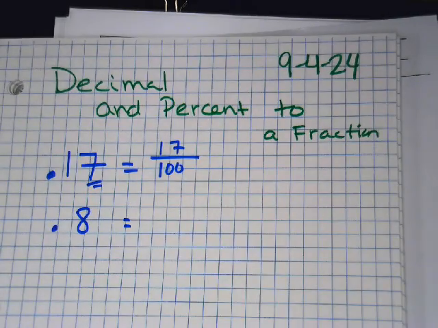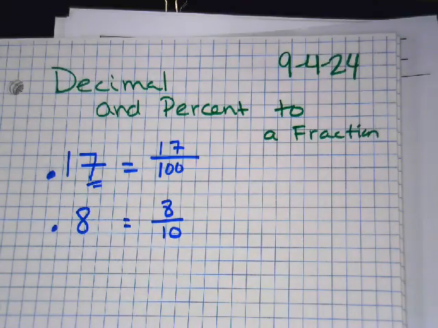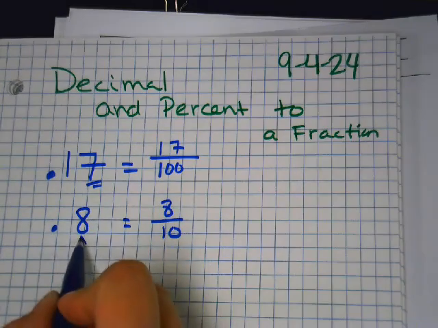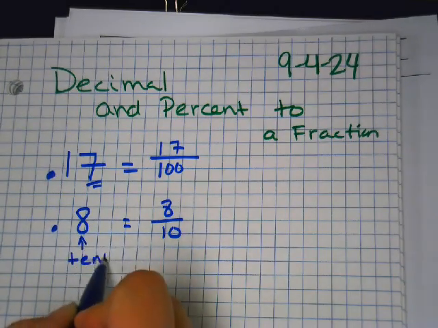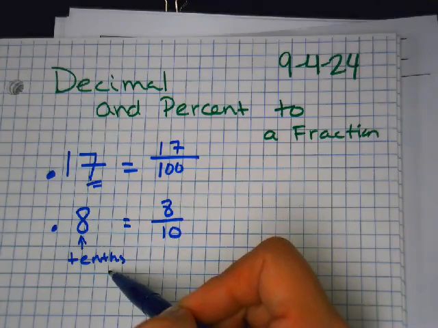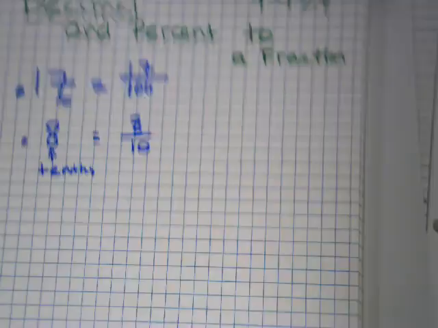0.8. What fraction would be 0.8? 8 over 10. Why is it now over 10? Yes, this number is in the tenths place. Okay? And we learned that in elementary school. I don't even think it was 6th grade. You might have reviewed it in 6th grade. So this number is in the tenths place, so it would be 8 over 10.